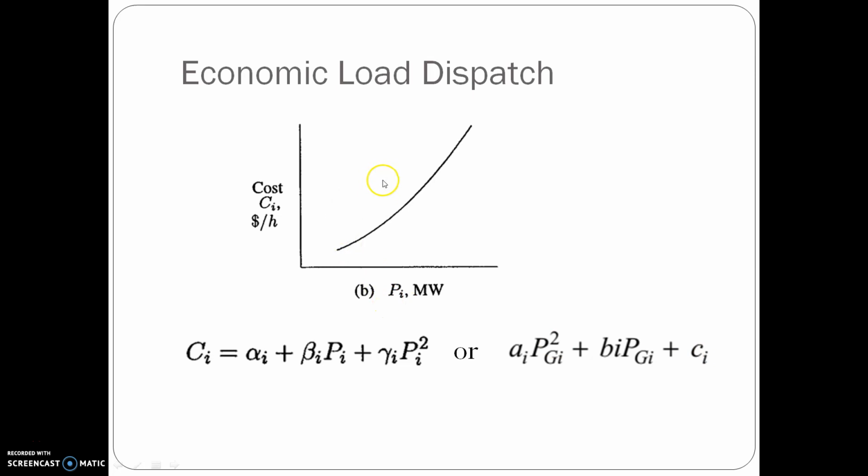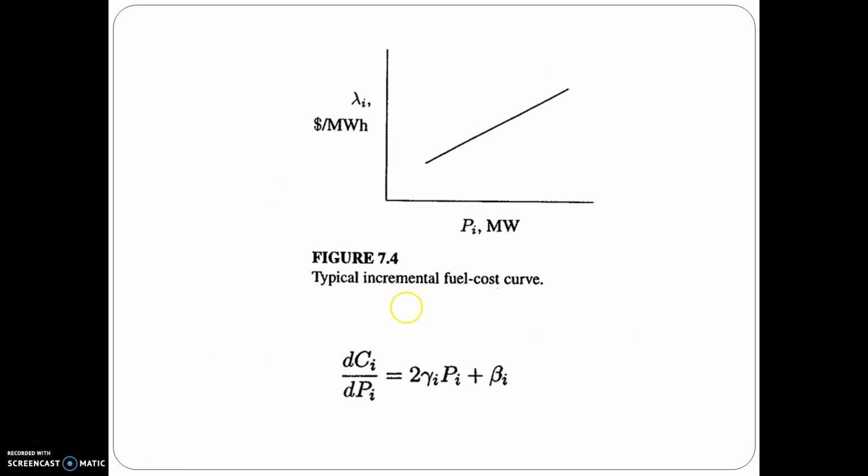This is the cost curve with respect to total power generation. When we take the first derivative of the cost curve equation, we get dCi by dPi equal to 2 gamma i Pi plus beta i. So when we draw this incremental fuel cost with respect to Pi, we get this curve.